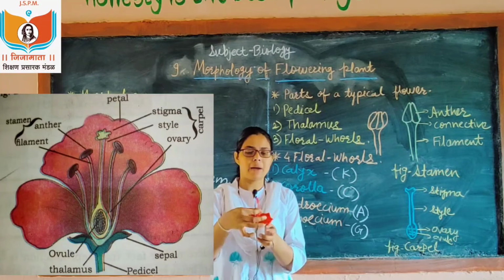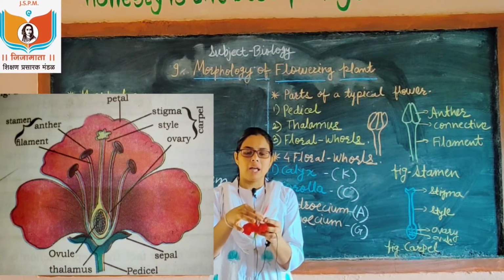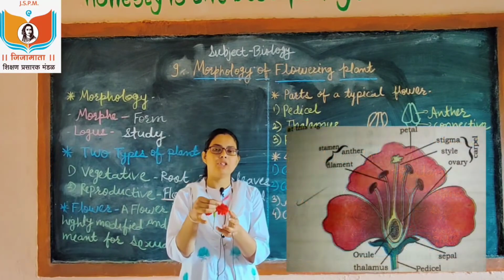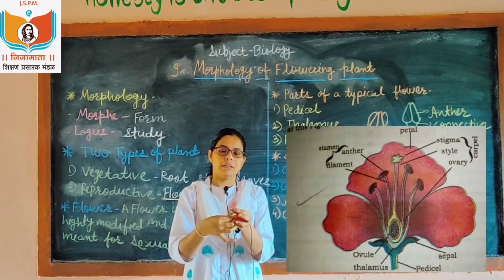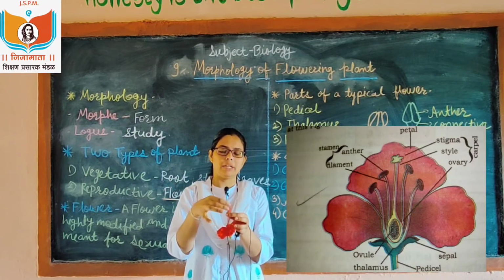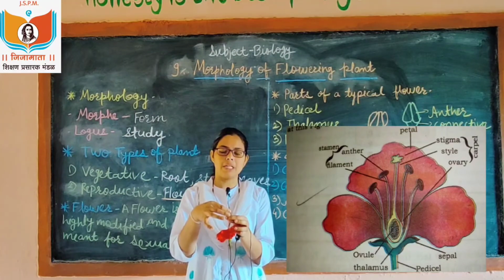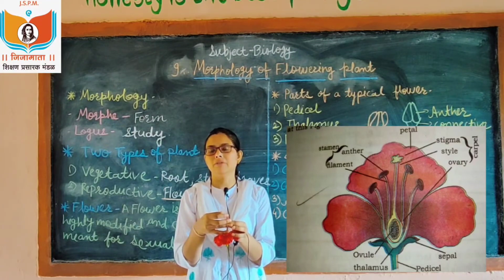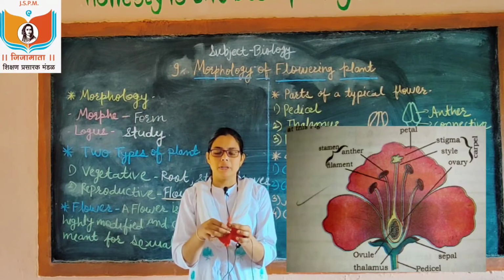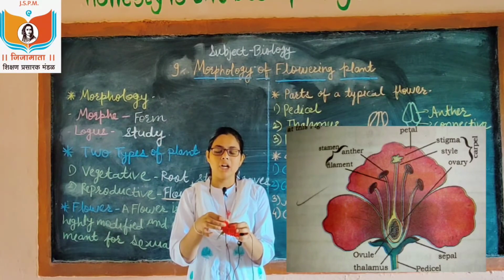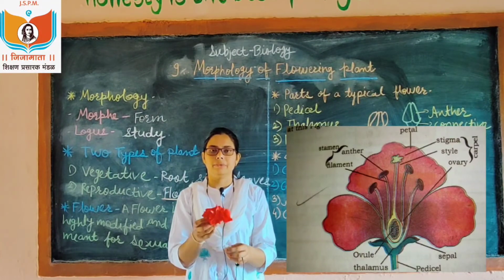After that, a long style is present. Here you can see the long style. On the androecium, anthers are present, and on them yellow colored pollen grains are present. The next innermost part of this flower is the gynoecium, the female reproductive organ called the carpel. The carpels are 5 in number, and the carpel has a long style, and inside it the ovary is present. Thank you.